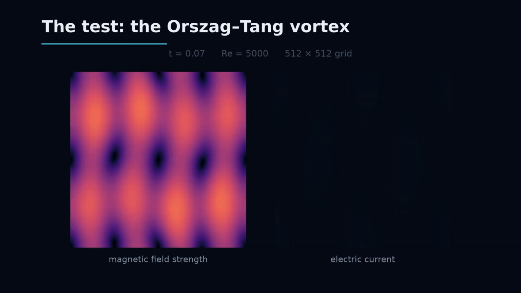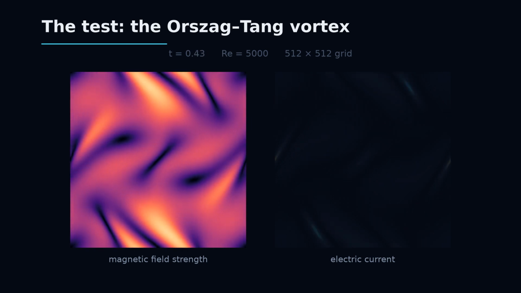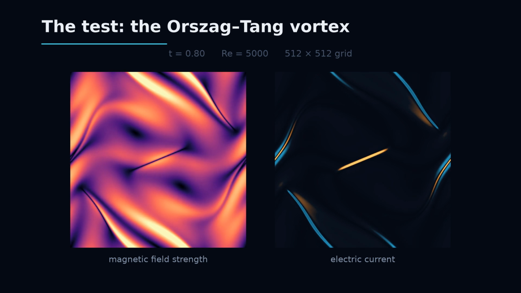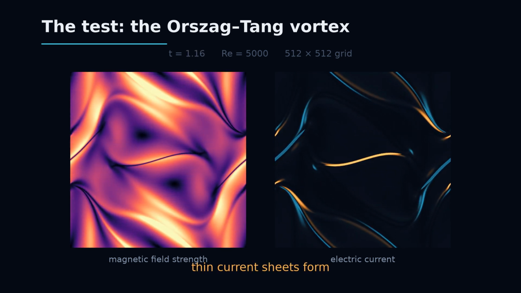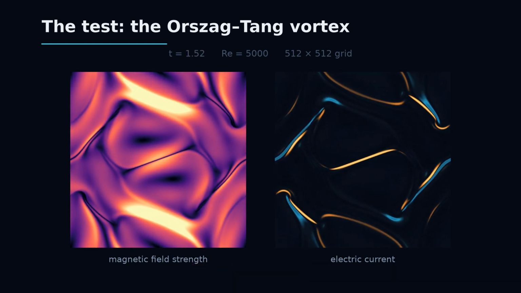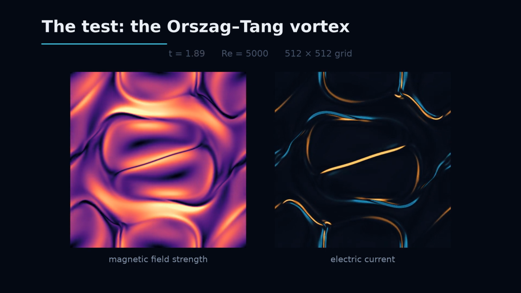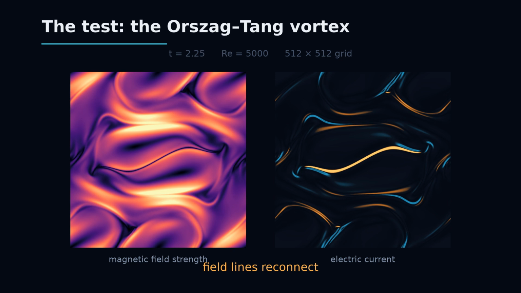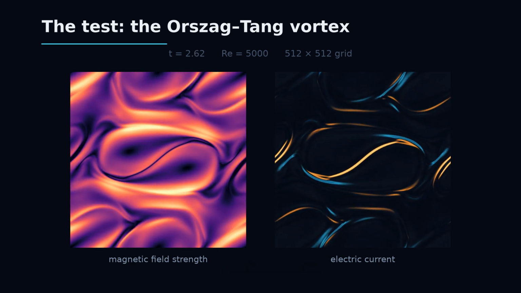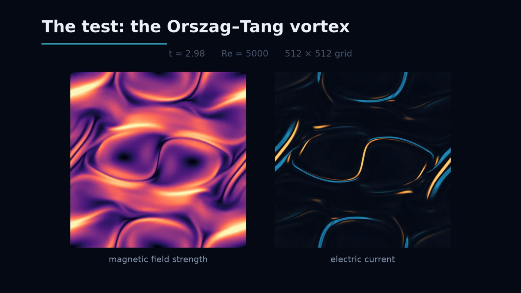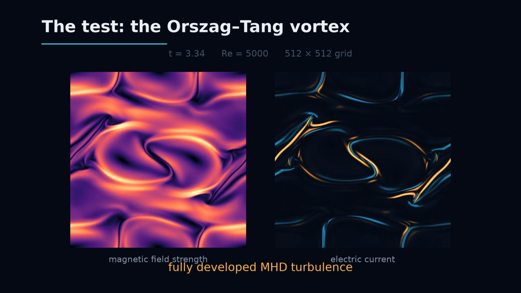The test is the Orszag-Tang vortex, the standard stress test for magnetized turbulence. Smooth at first, then the sheets appear, the field reconnects, and the flow tips over into fully developed turbulence. Everything you are watching is a real simulation of this scheme, at Reynolds number 5000.